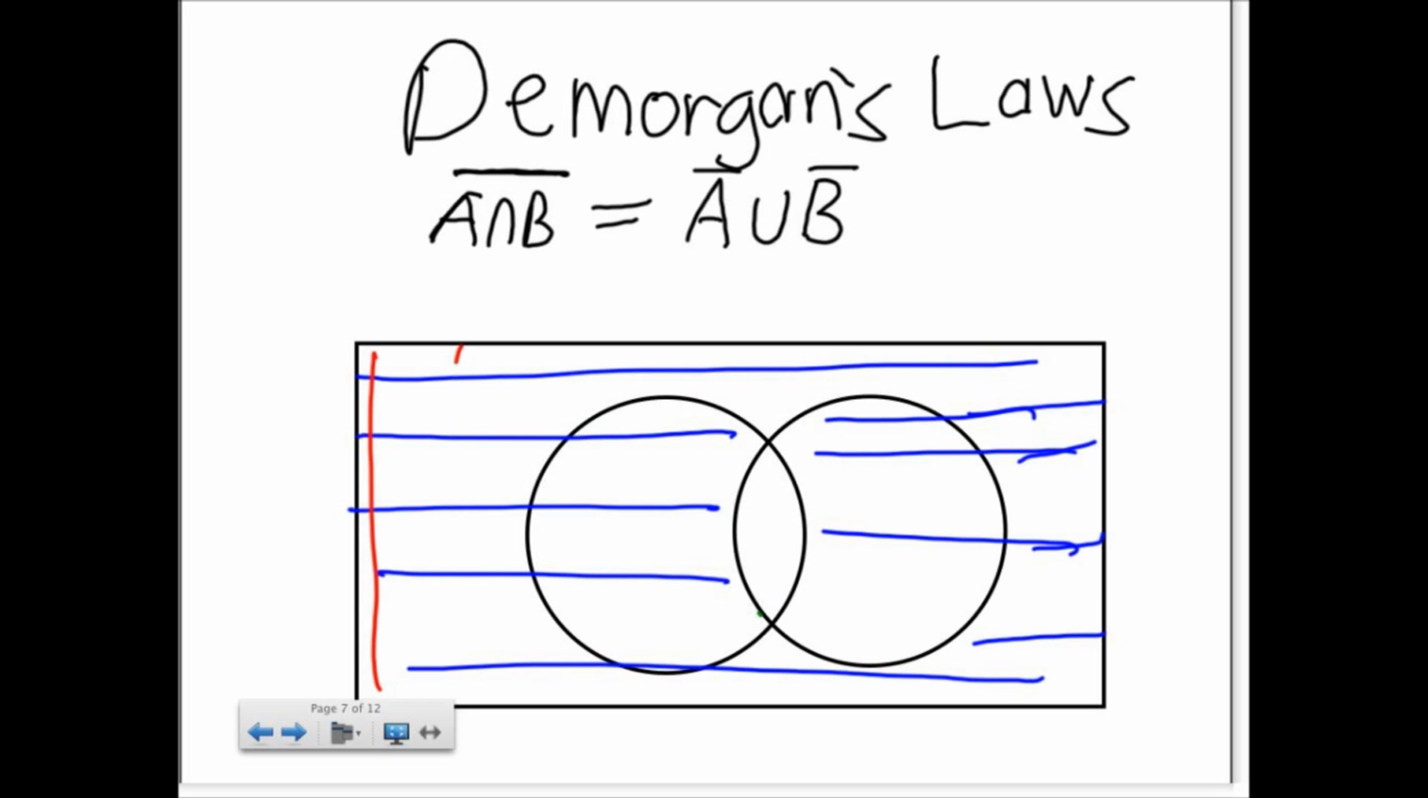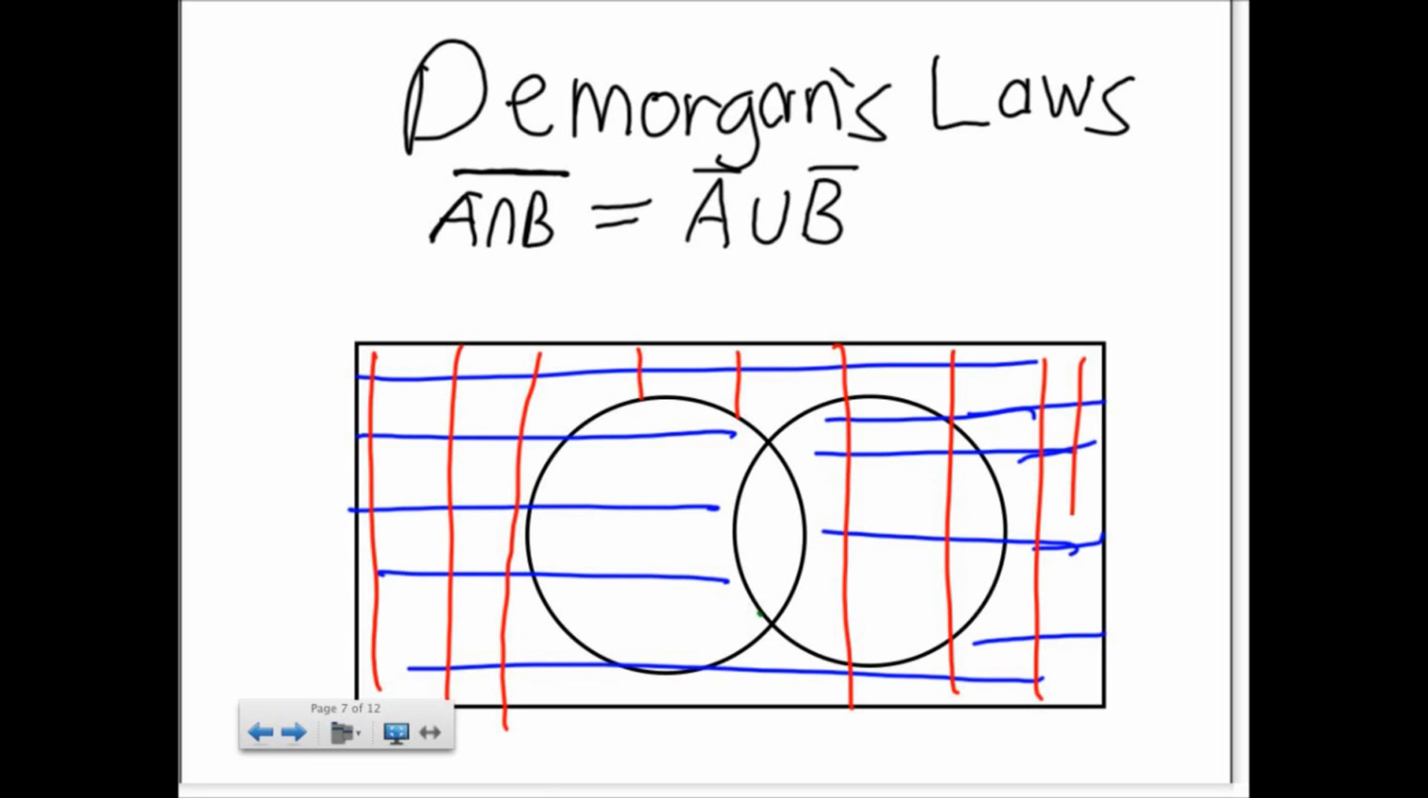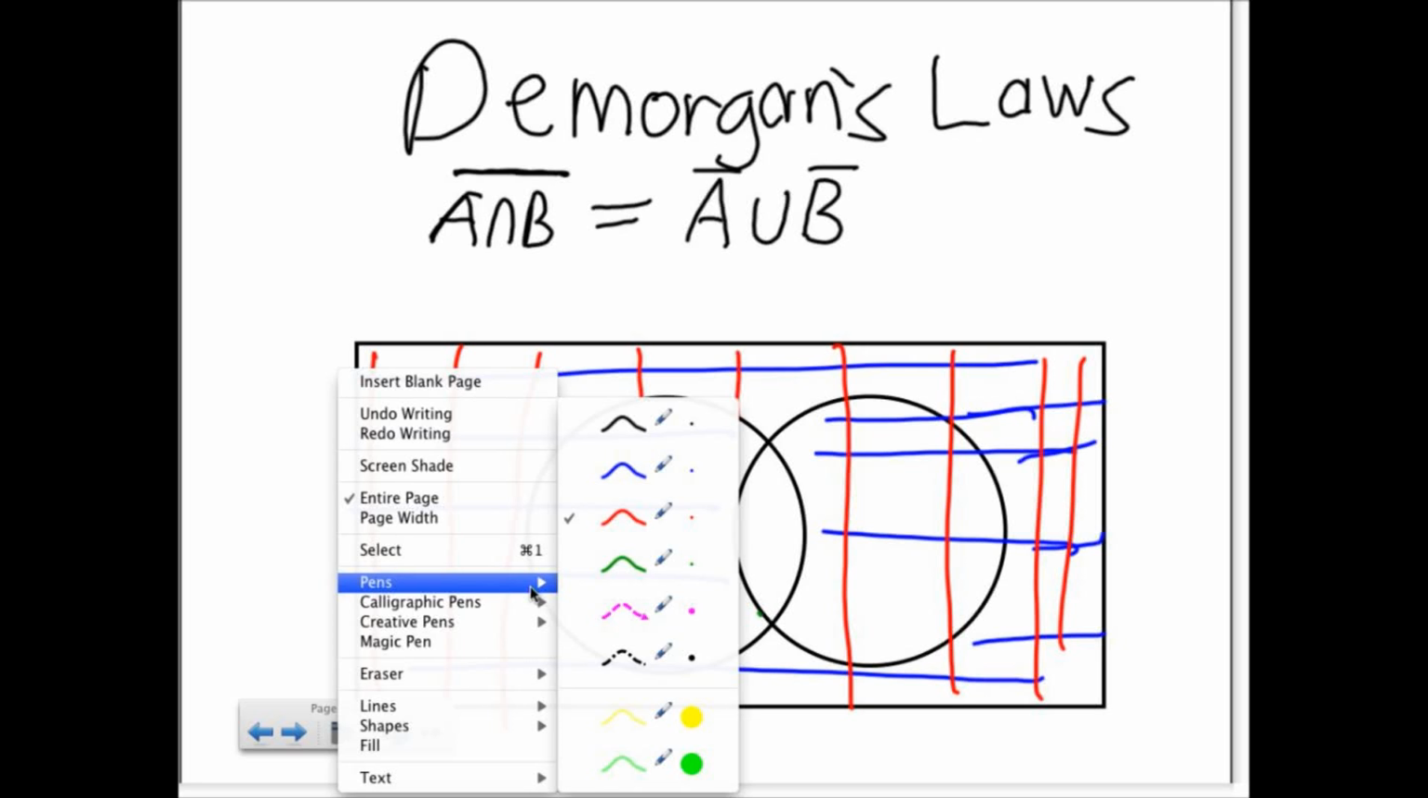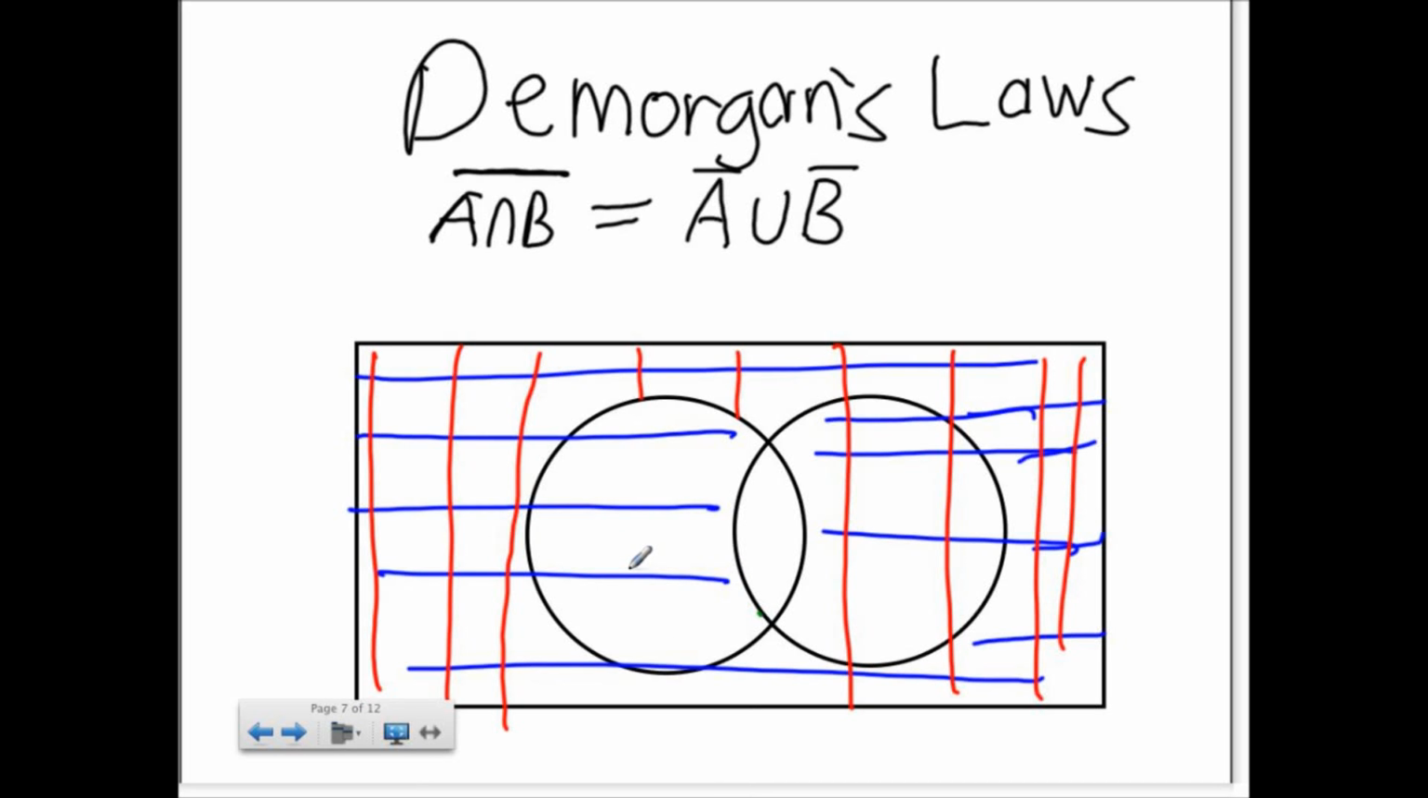Now we can show that these statements are equivalent by using the red here to do the complement of A and the complement of B with these lines here. As we can see, both statements are equal, as in they include all the universe except for the intersection of A and B.